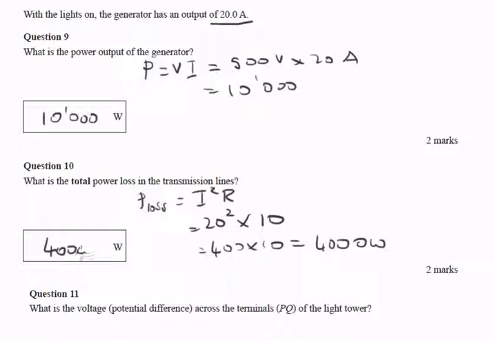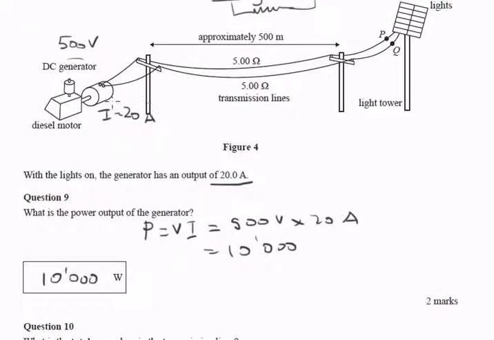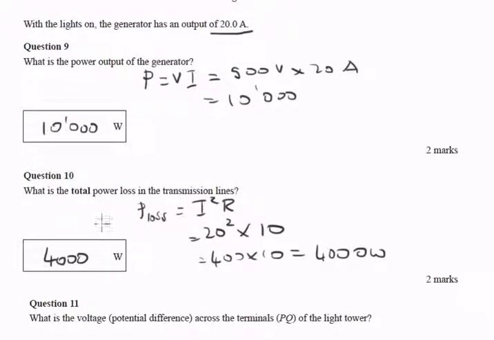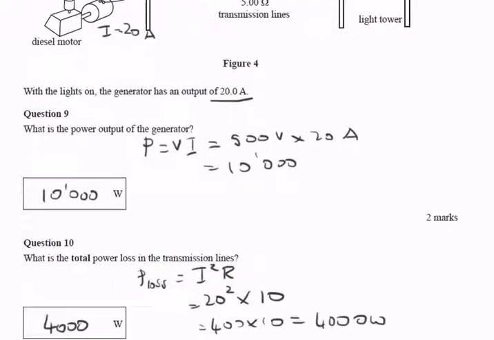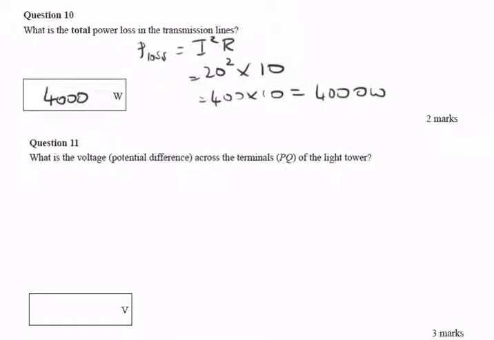So the diesel generator here gives off 10,000 watts, and 4,000 watts is used up in the power lines. What's left over for the light bulb? Well, 10,000 minus 4,000 is 6,000. That's going to help us answer the last question.